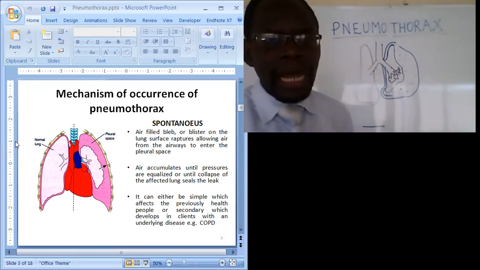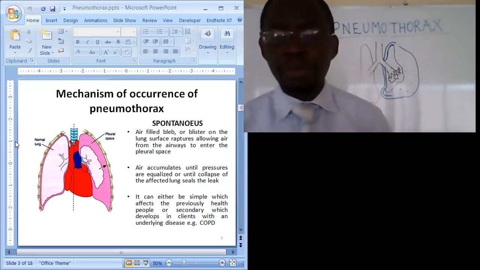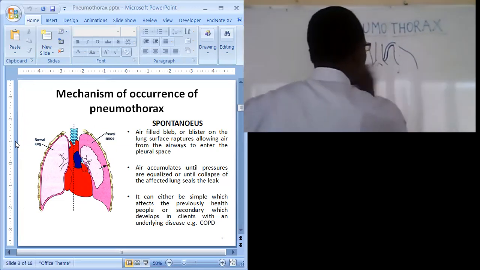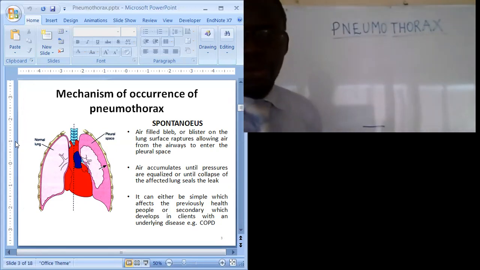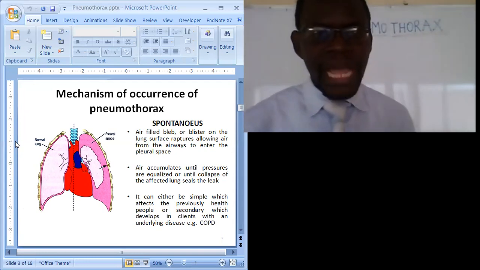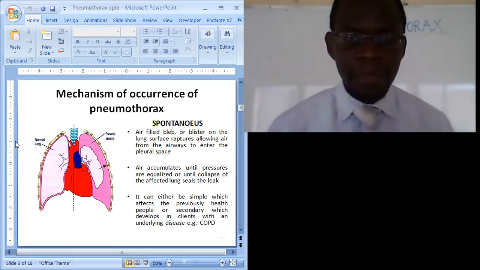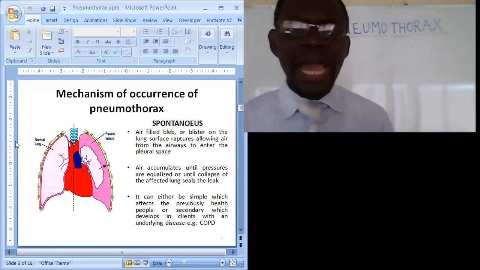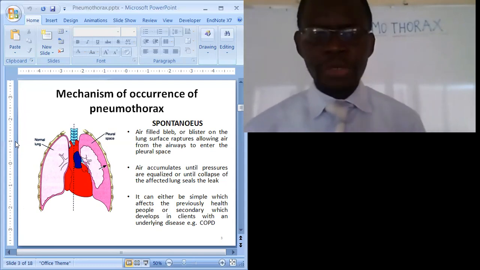Now, how does this basically occur? It can either be simple, yeah, which affects previously healthy people. In other words, you just have that bleb, a rupture, and then you have pneumothorax, yeah. However, it can also be secondary to people who have COPD, yeah. COPD is chronic obstructive pulmonary disease, yeah? So it can occur in such patients who have COPD, and then air basically escapes into the pleural space.